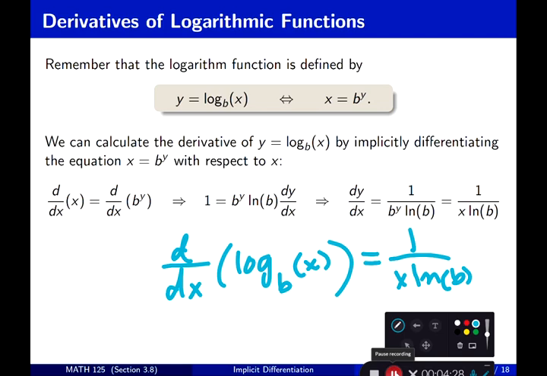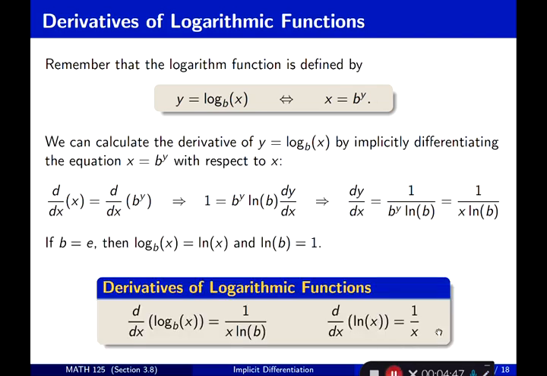And so what happens if b is e, if you're taking the derivative of natural log of x? Natural log of e is going to be 1. So what you get is 1 over x. Golden formulas to remember: the derivative with respect to x of log base b of x is equal to 1 over x natural log of b. The derivative with respect to x of natural log of x is equal to 1 over x. These are the derivatives of logarithmic functions.